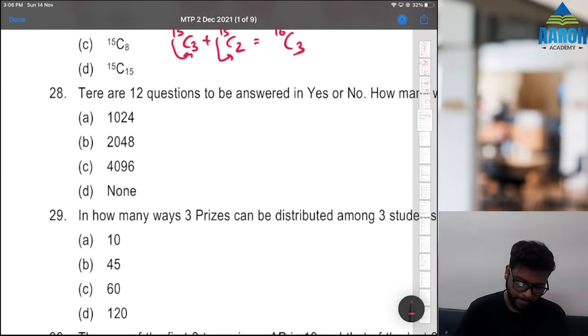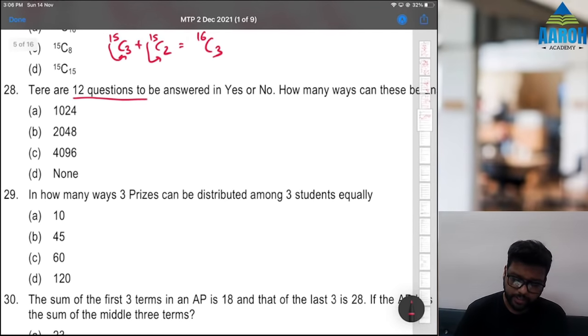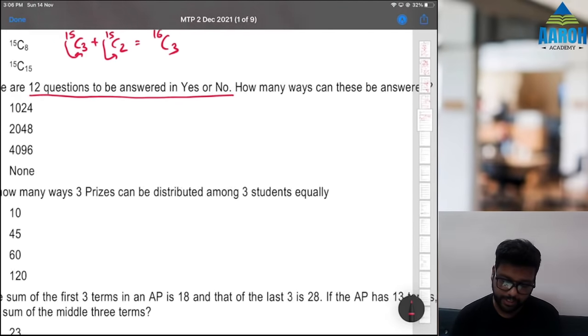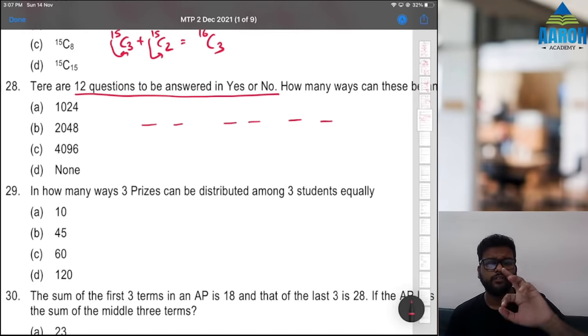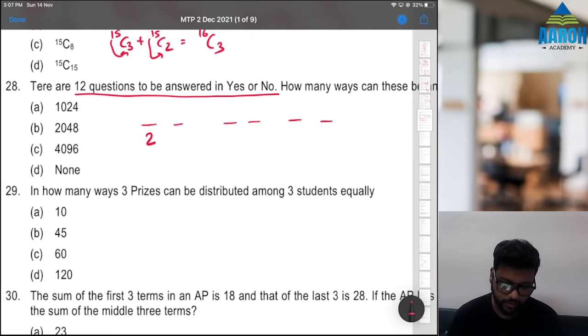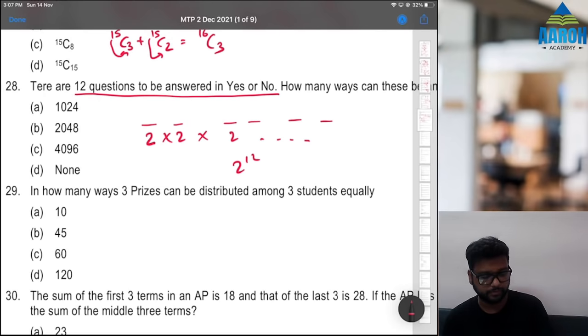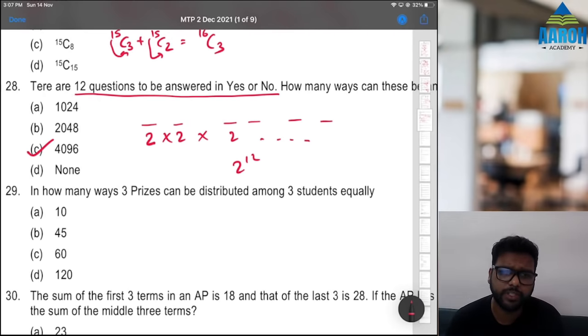Next, 28. There are 12 questions to be answered in yes, no. How many ways can these be answered? So 1, 2, 3, 4, there are 12 questions. For every question there are 2 ways, for first 2 ways and for second 2 ways and for third 2 ways and so on. So it will be 2 raised to 12. 4096, option C.